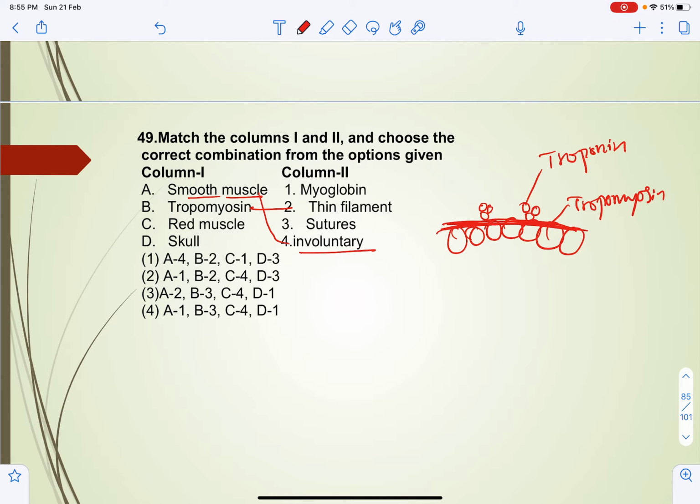And red muscles, we'll discuss that in the next question. The red muscles are generally with more myoglobin, right, and skull with the sutures. So A4, B2, C1, and D3. So the answer for that is the first one. So here you have to keep it in mind.